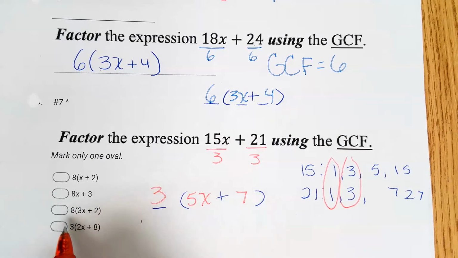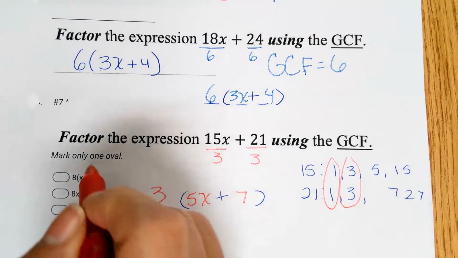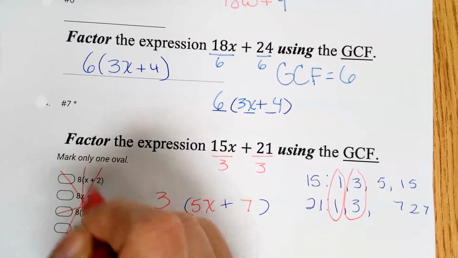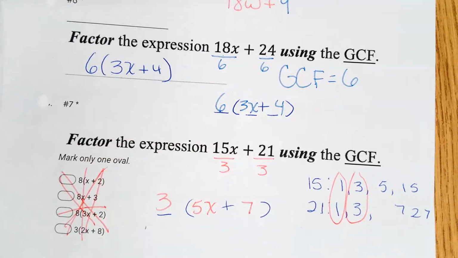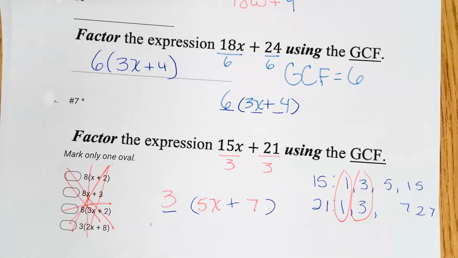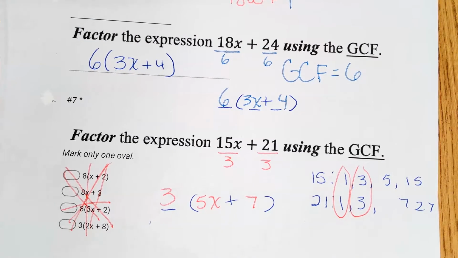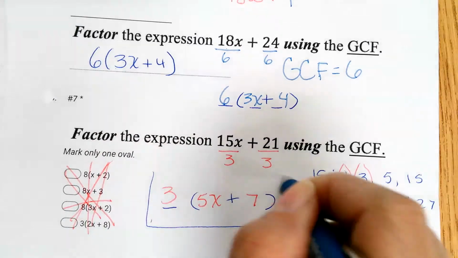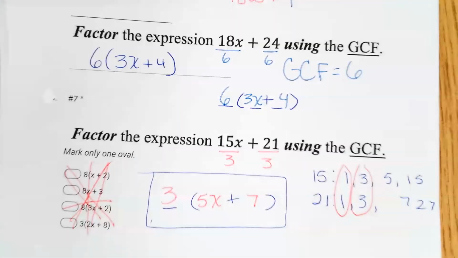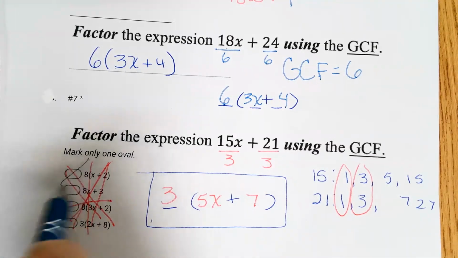Whoops. Oh, I have to take these out. I'll remove them from the study guide. I'm sorry, I will remove these. All right. Let's move on. So your final answer is 3 times 5x plus 7. Okay, so don't worry about these.